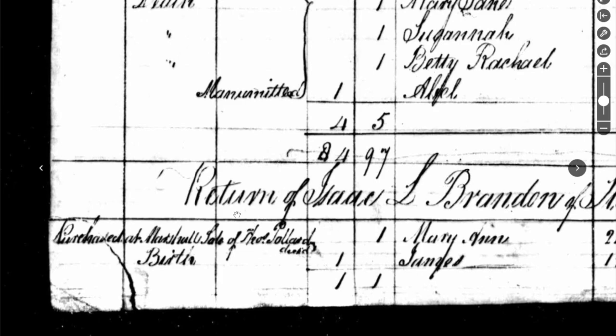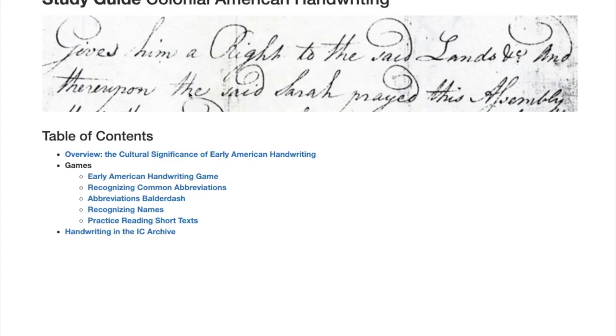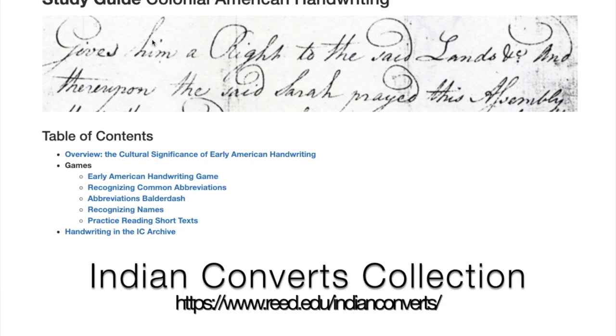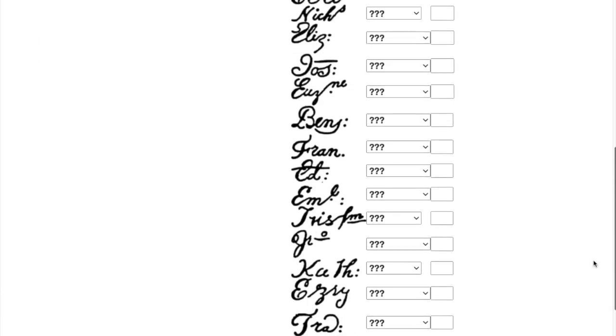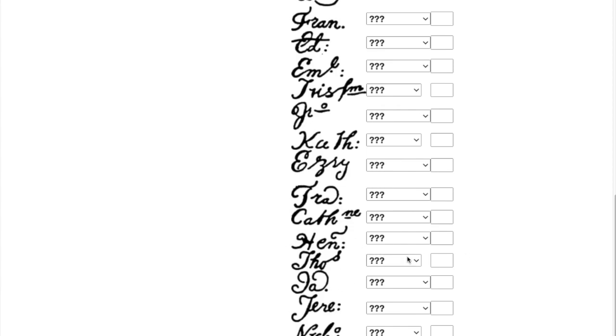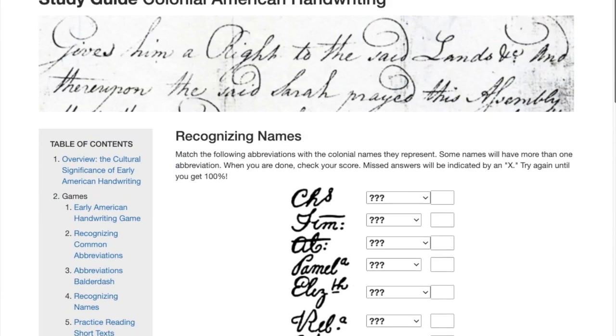How would I know that this is Thomas? Because that seems cryptic at best. I have a website called the Indian Converts Collection. It has a study guide on early American handwriting, including abbreviations, an early American handwriting game. If you're having problems reading it, it can teach you how to read their handwriting, and also something that teaches you the various abbreviations for names. And again, here's our one for Thomas down here.